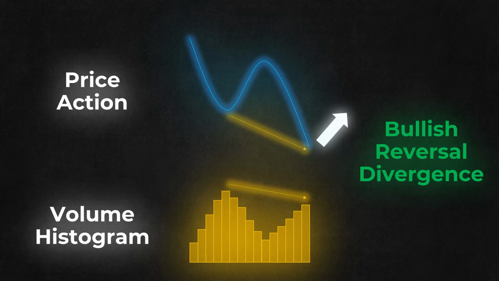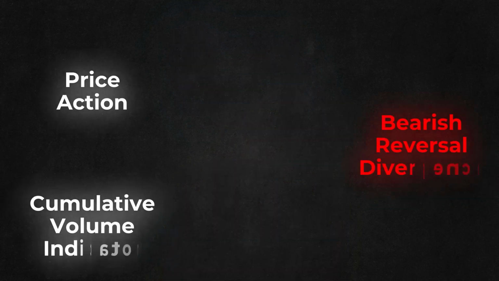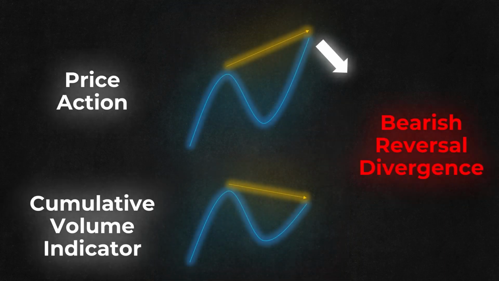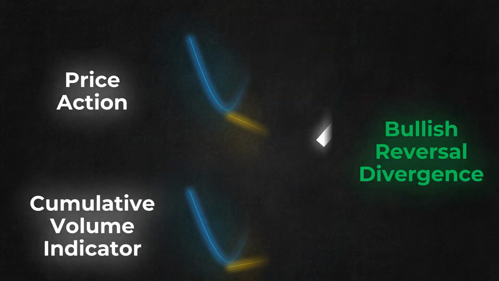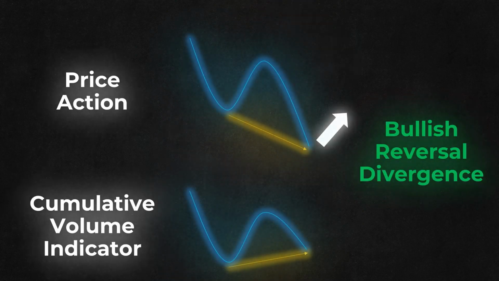These indicators have positive and negative values since they are cumulative, so the divergent signals are exactly like the ones we find in other types of oscillators like the RSI. For bearish reversal divergence, we observe higher highs in price and lower highs in the cumulative volume indicator. For bullish reversal divergence, we observe lower lows in price and higher lows in the cumulative volume indicator.